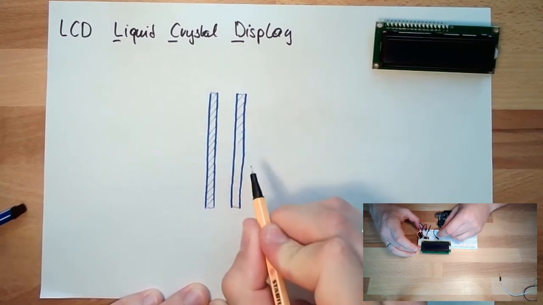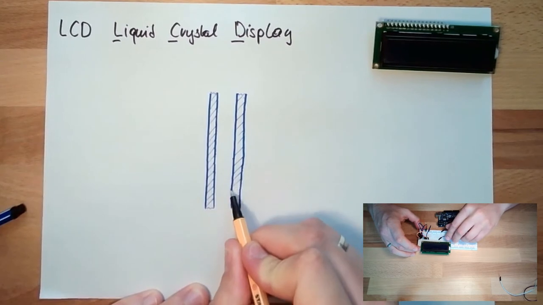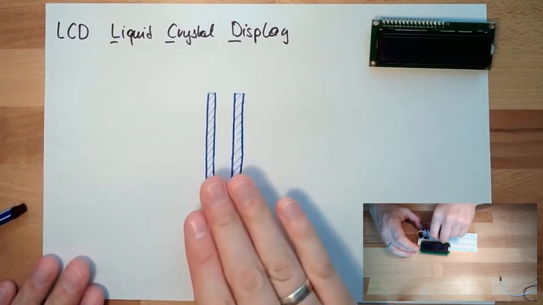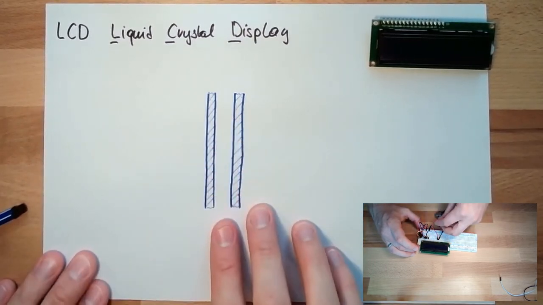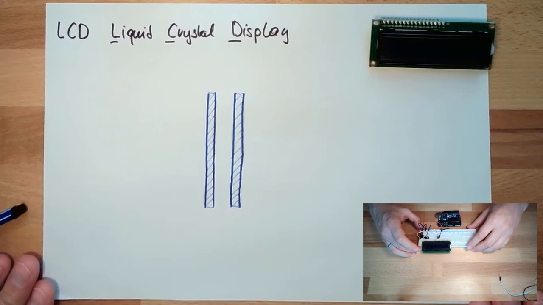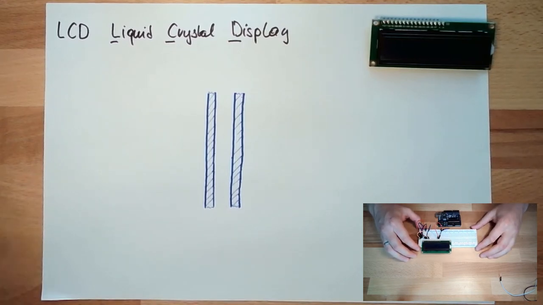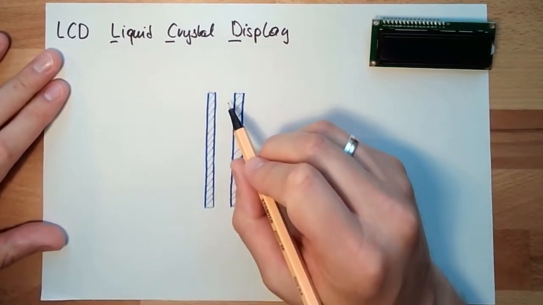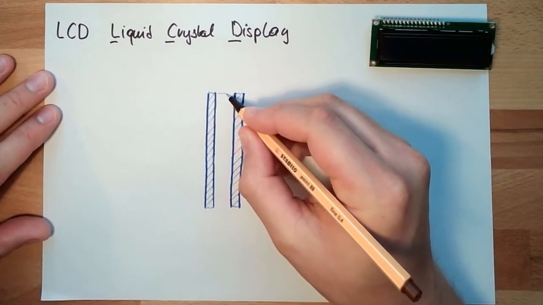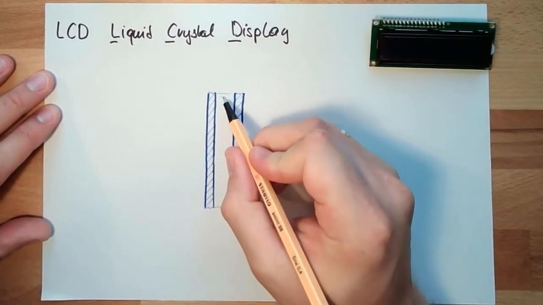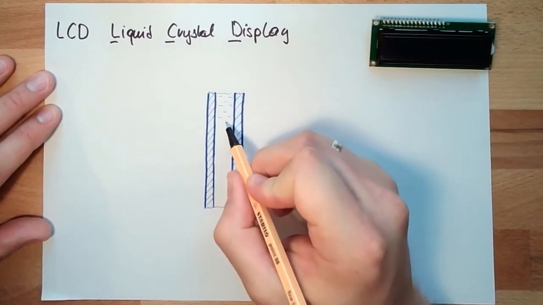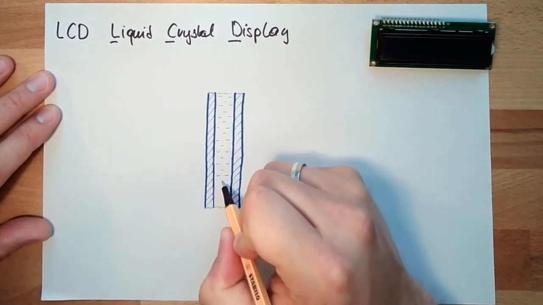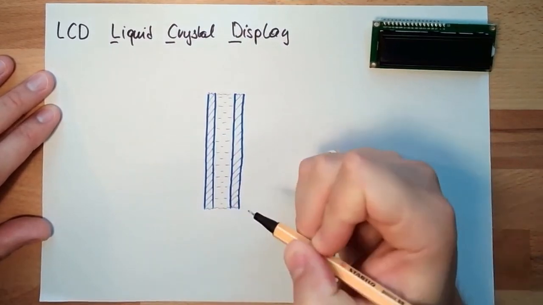Okay? And the space between the glass sheets is filled up with a strange material called liquid crystal. Usually this liquid crystal is liquid and we can see through it. So there is some liquid inside. Okay. This is a special liquid. LCD liquid. Good.